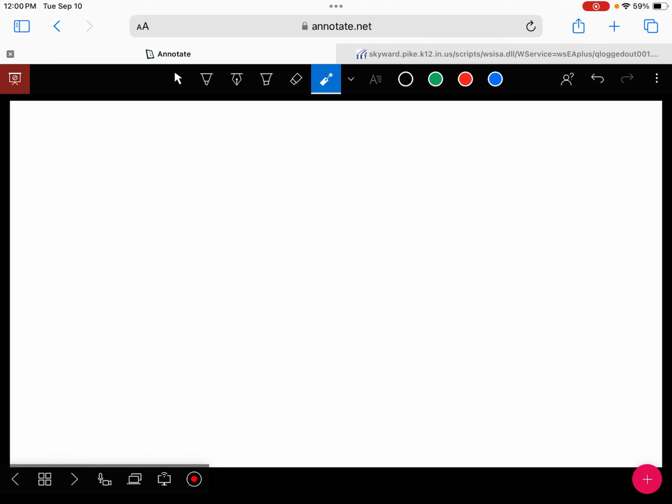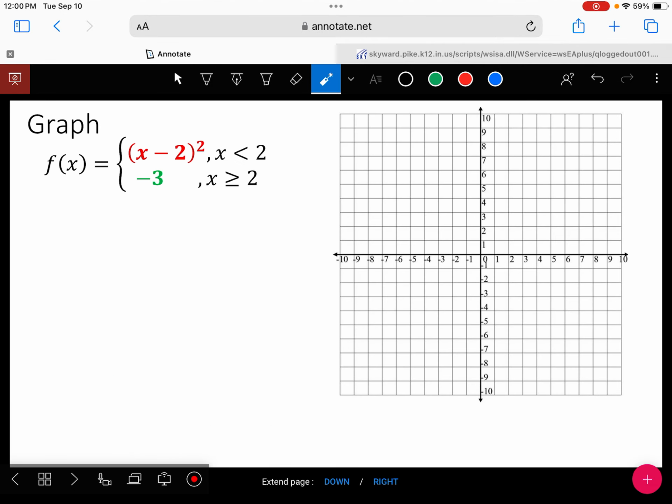All right, next, let's go. Let's go ahead, copy down this one. 2 piecewise functions. This time the break happens at 2.